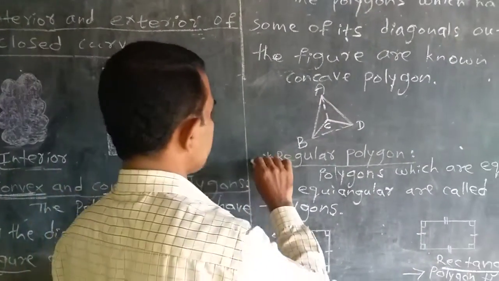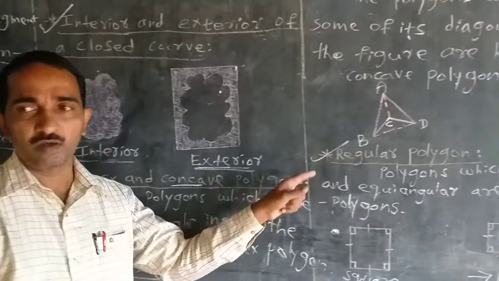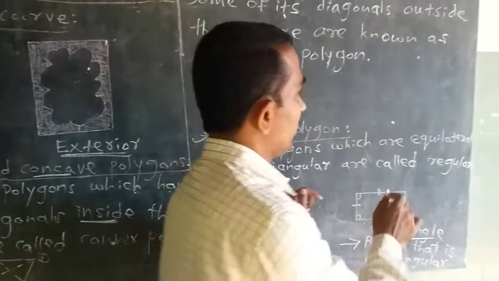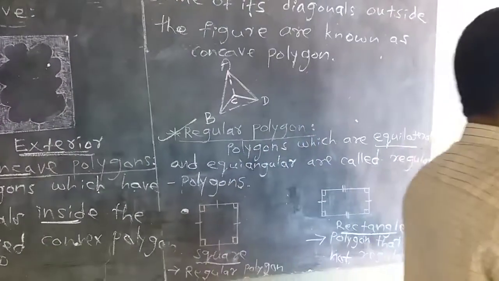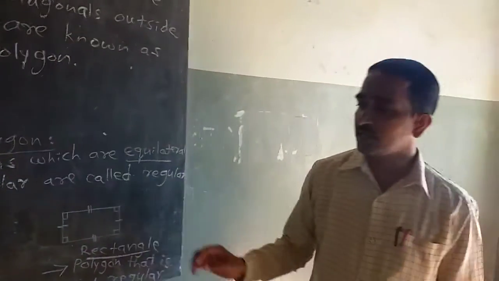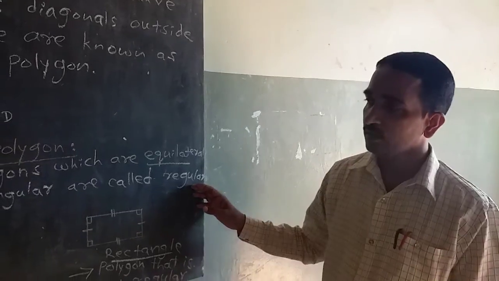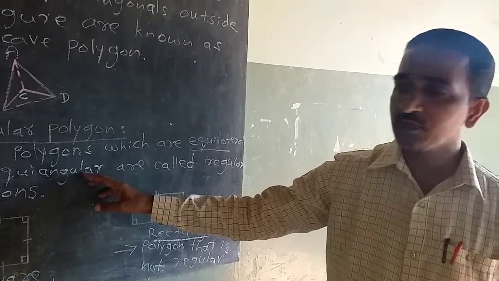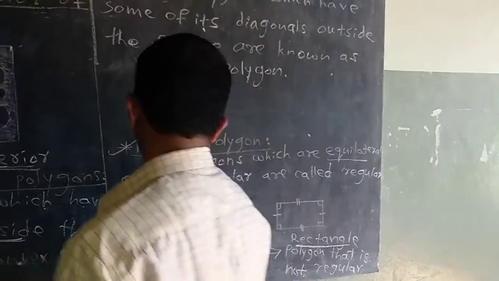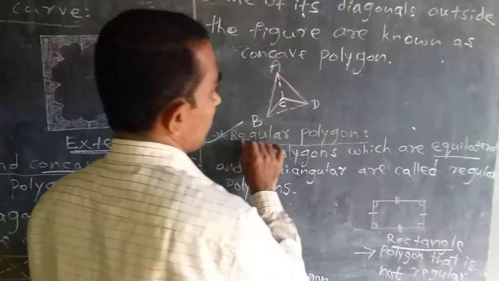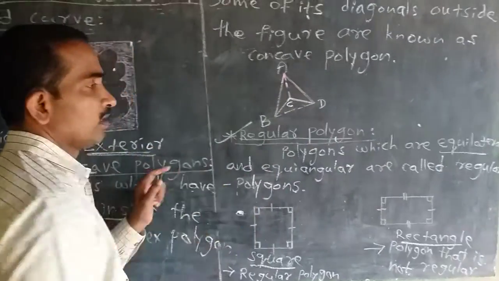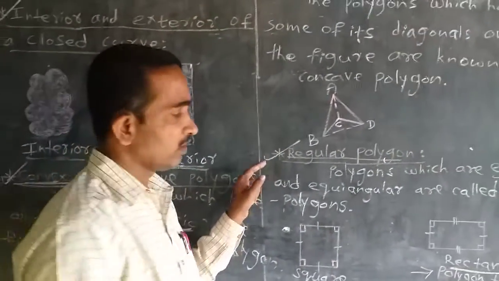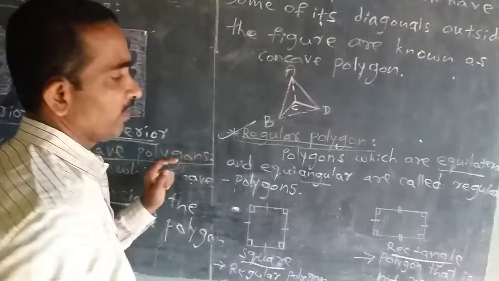Next one, regular polygon. If the polygons are equilateral, equilateral means all the sides of a polygon are equal. Equiangular means all the angles of a polygon are equal. At that time that polygon is called what? Regular polygon. Regular polygon means all the sides are equal and all the angles are equal.